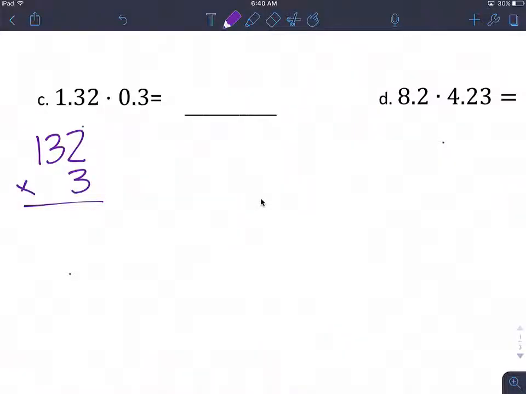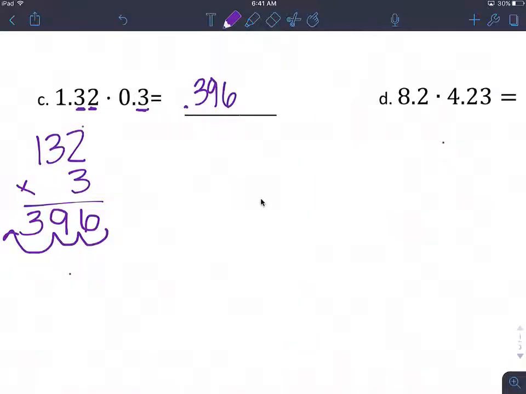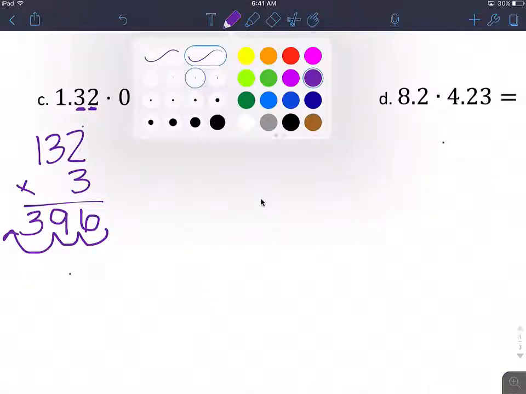So now I'm going to multiply. 3 times 2 is 6. 3 times 3 is 9. 3 times 1 is 3. And since there aren't any other numbers that I have to deal with, I'm done with my multiplying now. Now I just have to find out where my decimal goes. So I look at the amount of numbers behind the decimal in the original problem. And I have 1 number there, 2, and 3, so I'm going to move it 1, 2, 3 times. My answer is 0.396, or 396 thousandths.